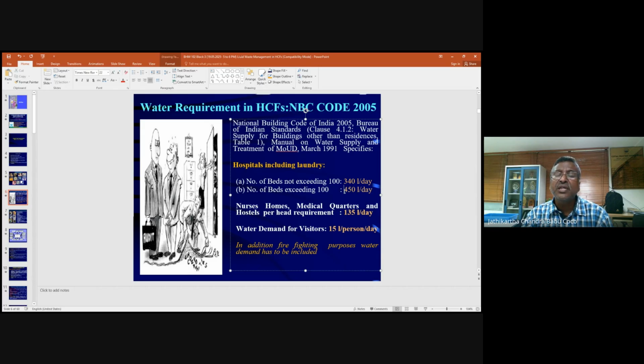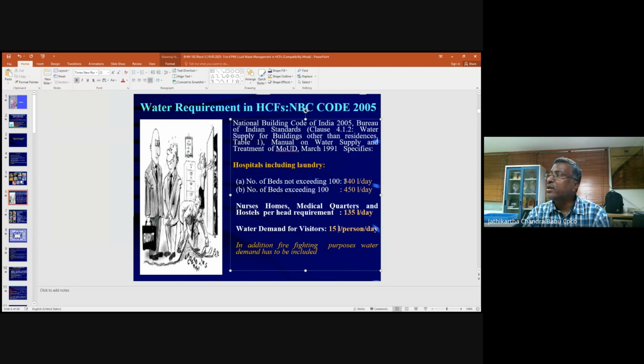This is only for the management of the hospital. Therefore, on a per bed basis, if the number of beds is less than 100, they require about 340 liters per day, whereas if the number of beds is more than 100, they require about 450 liters per day of water. Similarly, for nursing homes, medical quarters and hostels, the per head requirement is about 135 liters. For people staying in a hostel, they require about 135 liters per head. In hospitals we can also expect some visitors. Therefore, for visitors we have to keep some water consumption, about 50 liters per person per day.